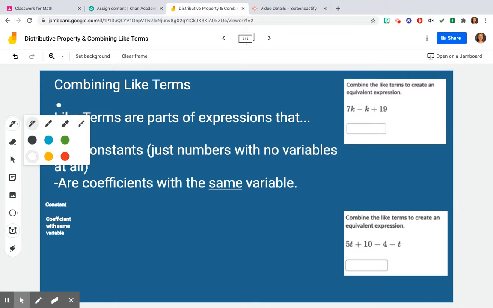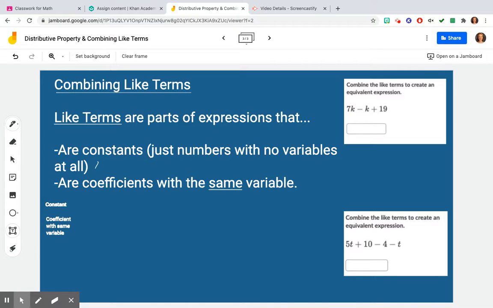Let's talk about combining like terms. Like terms, that is just one word. Like term, it's two words, but one phrase. It's one thing. Like terms are part of expressions that are constants. That's just a number with no variable at all.